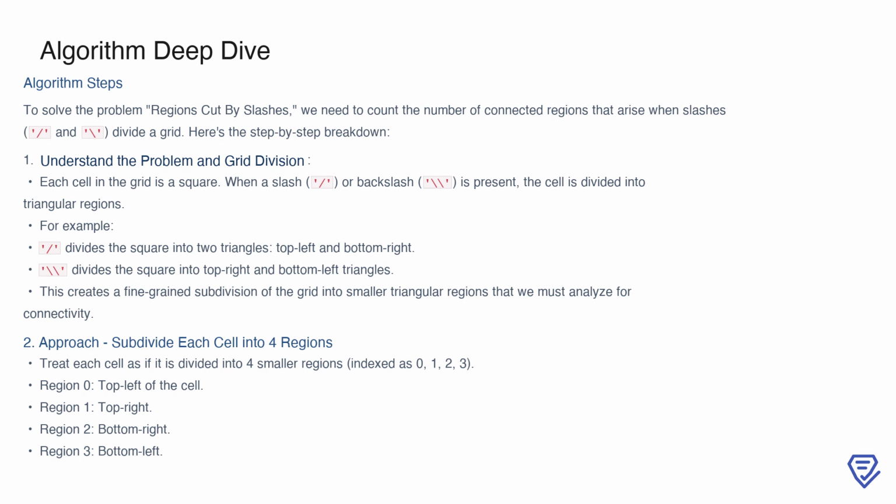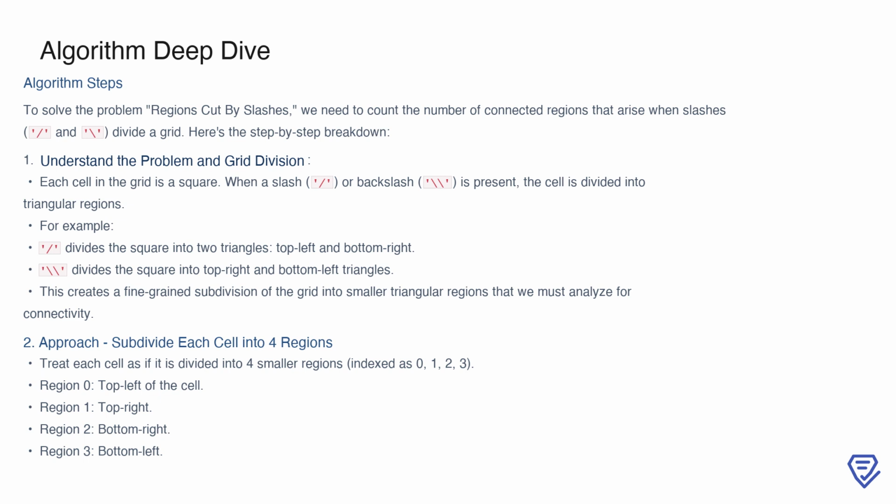To solve the problem regions cut by slashes, we start by understanding how slashes divide the grid and how they affect the structure of each cell. Each cell in the grid is represented as a square, and when a slash or backslash is present, it divides the square into triangular regions. For example, a forward slash divides the square into 2 triangles, one in the top left corner and the other in the bottom right. Similarly, a backslash divides it into 2 triangles, one in the top right corner and the other in the bottom left.